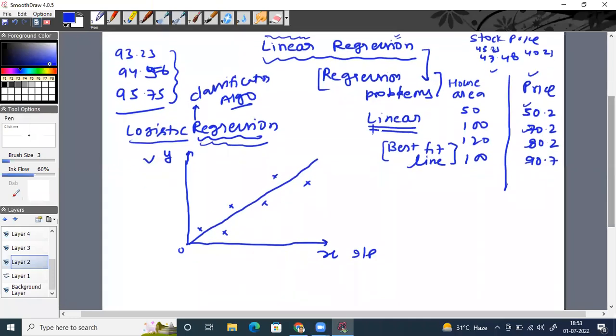See, the line I'm plotting here is a straight line. Your actual points are these, which we are seeing here. This is your actual point, this is your actual point, this is your actual point. But this is the best fit line, which my model has predicted.